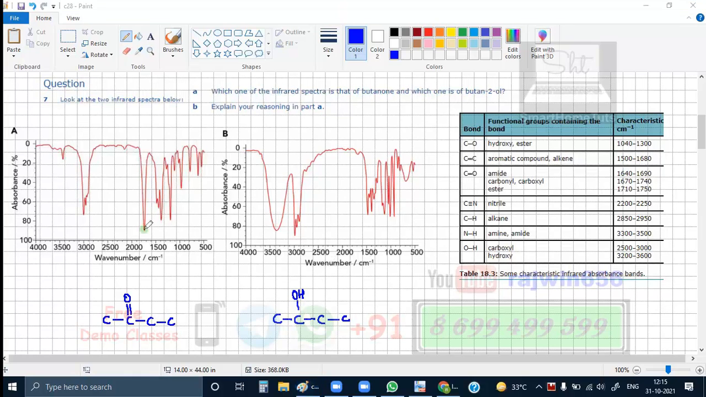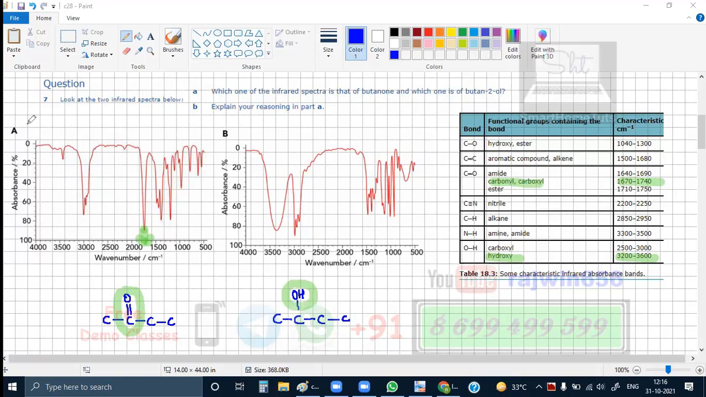This is the maximum peak. The value is falling somewhere over here, somewhere between 1600 and 1700. Now we have two functional groups, one is carbonyl and the other one is alcohol. So basically we are supposed to compare only these two: hydroxyl, whose value is this much, and C double bond O, carbonyl, whose value is this much.